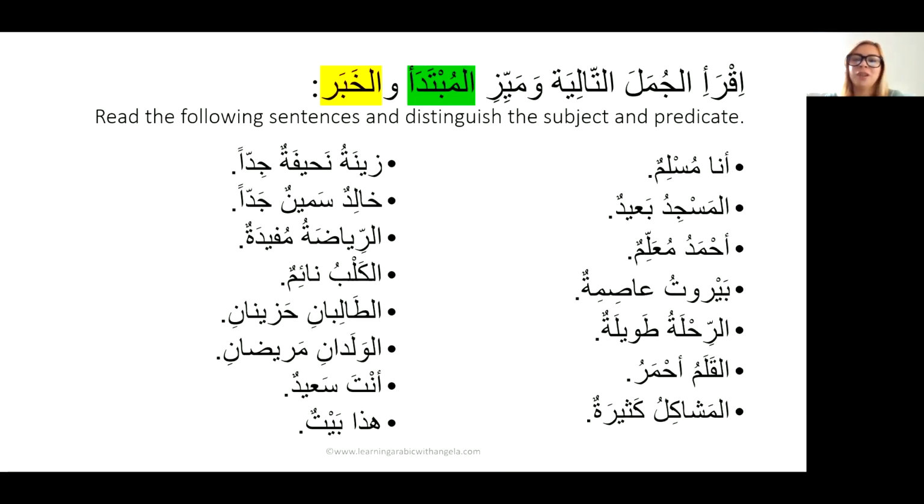So the first exercise for you is to read the following sentences and distinguish the subject and the predicate. اقرأ الجمل التالية وميز المبتدأ والخبر. أنا مسلم. المسجد بعيد. أحمد معلم, and so on. So pause the screen, take your time, let me know which one is the subject, al-mubtada, and which one is al-khabar. And remember, it's only one word. So in the case of زينة نحيفة جدا, we're going to ignore جدا.